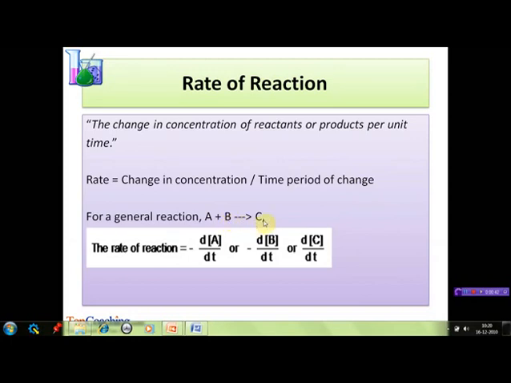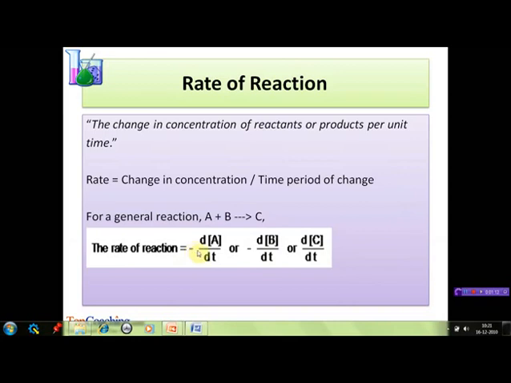If we consider a general reaction in which two reactants A and B combine to form the product C, we can say that the rate of this reaction will be minus dA upon dt, that is the change in the concentration of this reactant with time. Or the rate will be equal to minus dB upon dt, that is the change in the concentration of the other reactant with time. Or rate will be equal to dC upon dt, that is the change in the concentration of C, the product, with time.